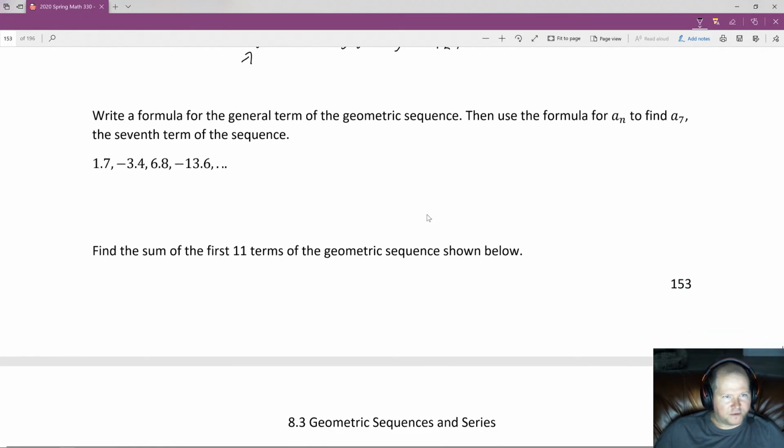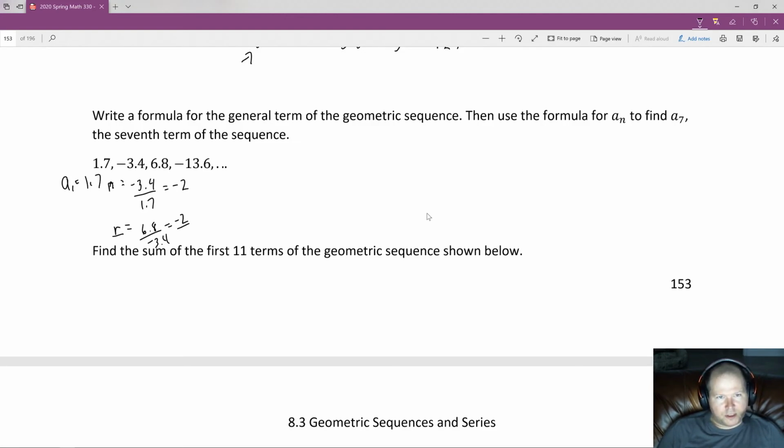All right, so write a formula for the general term of the geometric sequence, then use the formula an to find the 7th term of the sequence. Okay, so first we find the first term, which they gave us, which is 1.7. And then they say, well, what is r? Well, r is, we would take negative 3.4 and divide it by 1.7, and that would give us a negative 2. And we could just verify this again if we wanted to. We could just as easily say r is equal to 6.8 divided by negative 3.4, and we still would have gotten the negative 2. So we verified that r is equal to negative 2.